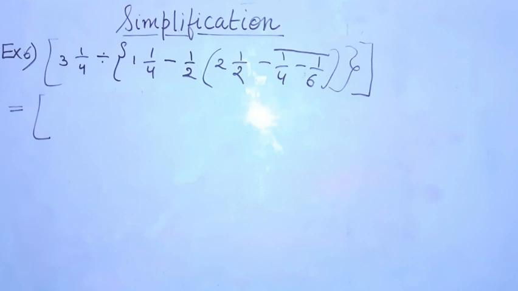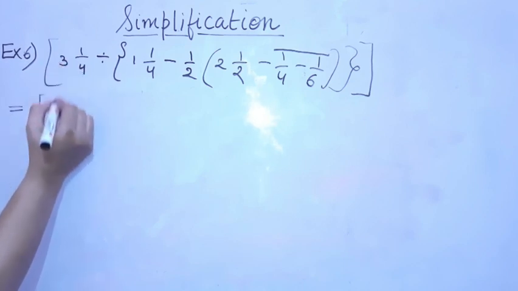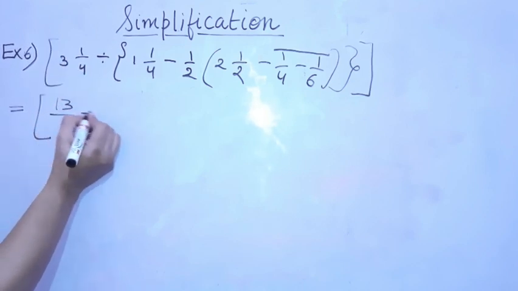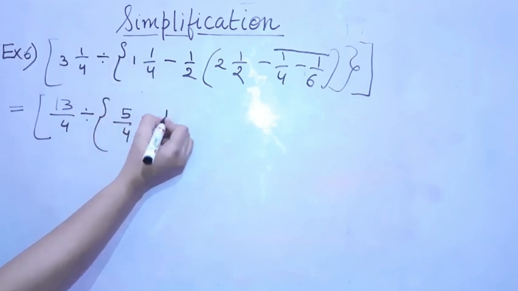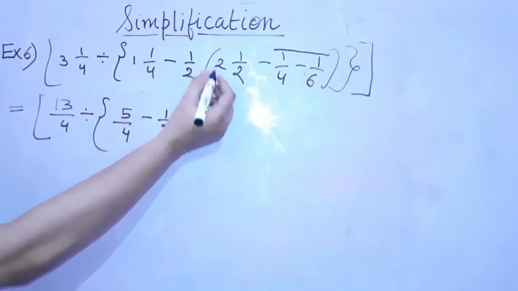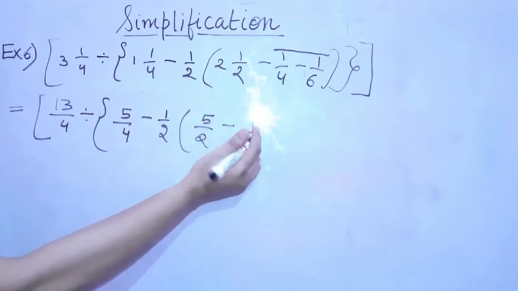And one thing which we have to do is, anything which is in the form of mixed fraction, we have to convert it into improper fraction. 4 3s are 12, 12 plus 1; 4 1s are 4, 4 plus 1; 2 2s are 4, 4 plus 1. Now we have to solve this bar part.